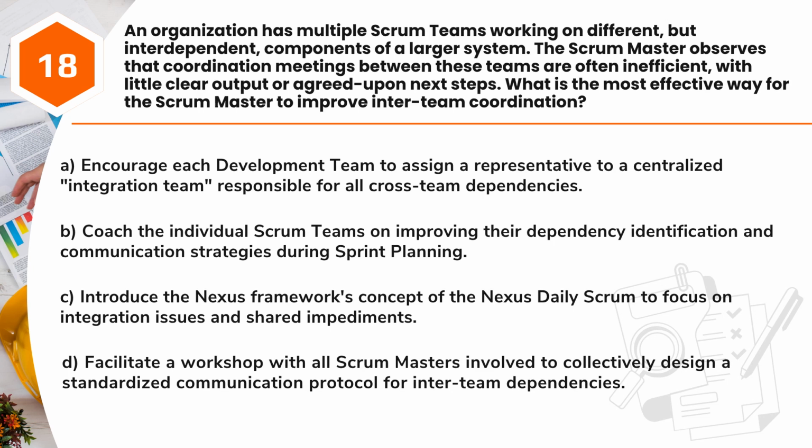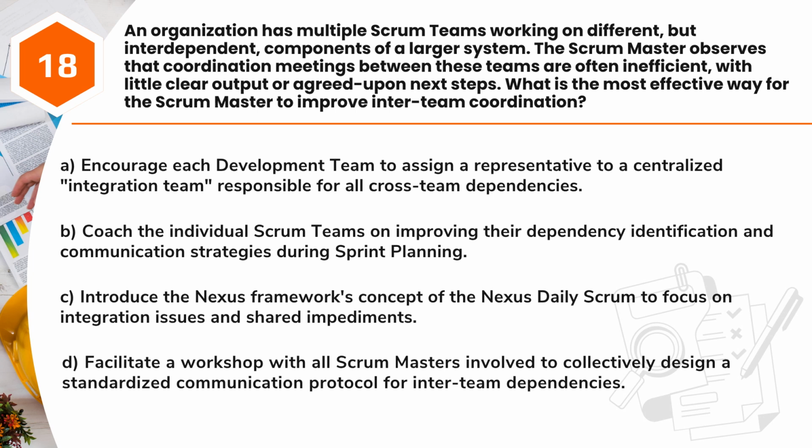Question 18. An organization has multiple Scrum teams working on different, but interdependent, components of a larger system. The Scrum Master observes that coordination meetings between these teams are often inefficient, with little clear output or agreed-upon next steps. What is the most effective way for the Scrum Master to improve inter-team coordination?